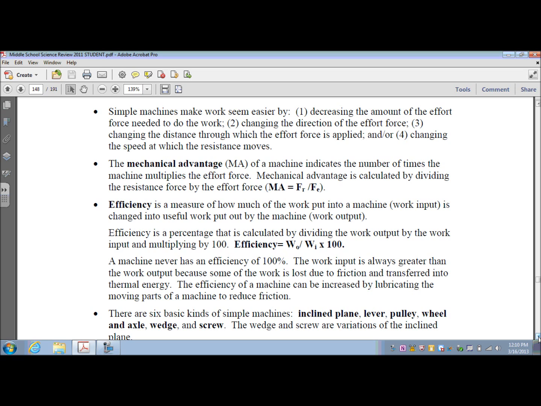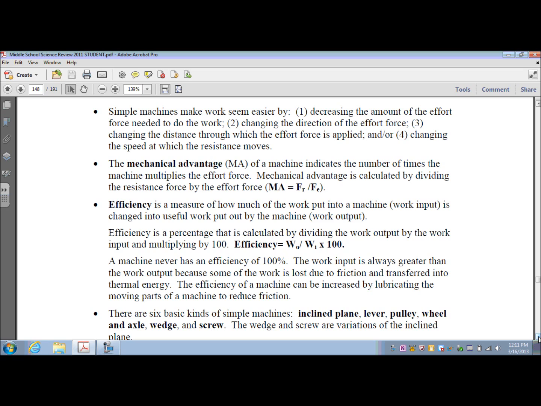Efficiency is a measure of how much of the work put into a machine, work input, is changed into useful work put out by the machine, or work output. Efficiency is a percentage that is calculated by dividing the work output by the work input and multiplying it by 100. When you multiply it by 100, that means it's going to become a percentage.